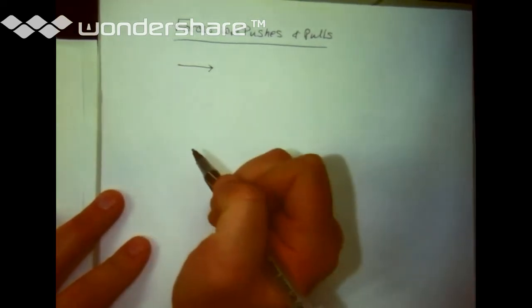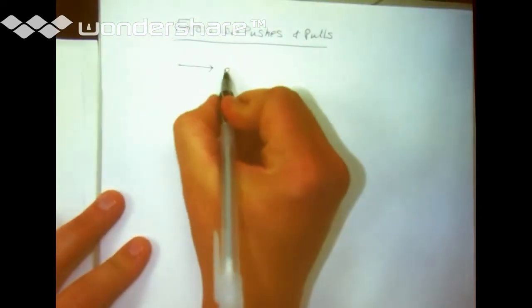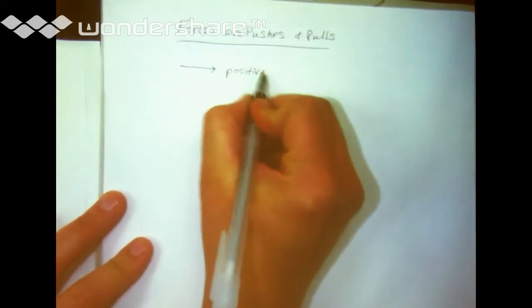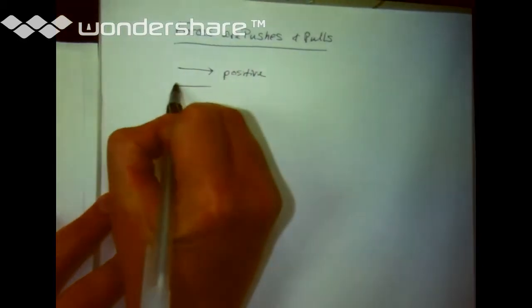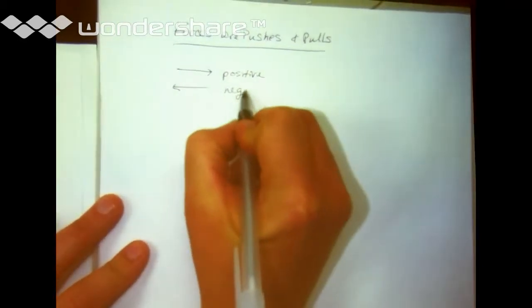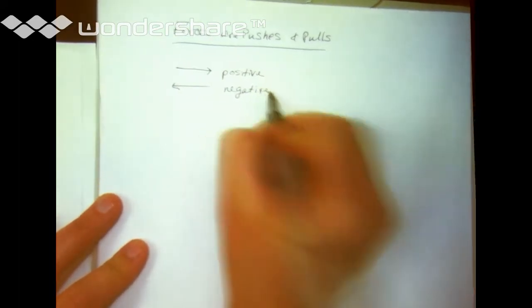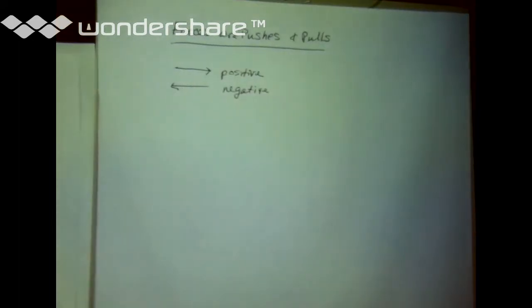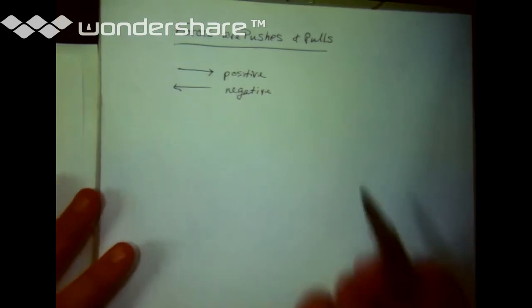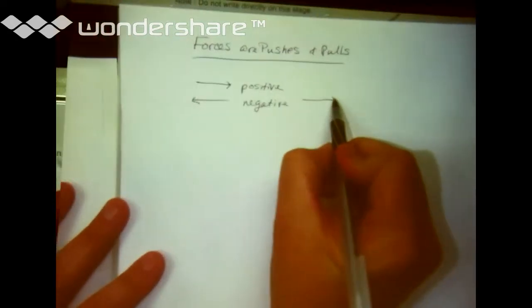Now, just like when we had motion, we can have a positive direction where we're moving from left to right, or we can have a negative direction where we're going from right to left. So draw a force vector in the positive direction. You're going to draw one from left to right.